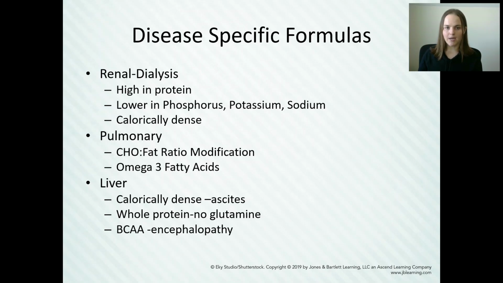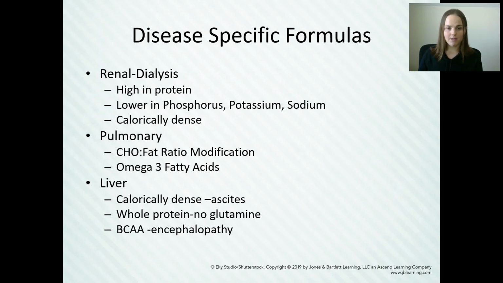These formulas tend to be higher in protein and lower in the renal electrolytes, so lower in phosphorus, potassium, and sodium. They're also calorically dense, so they're concentrated, because oftentimes renal patients on dialysis need some sort of fluid restriction. There are also renal formulas that are low in protein. So if a patient has stage 4 or stage 5 kidney disease, they would need a lower protein formula. So there are renal formulas that are low in electrolytes and low in protein. I would say renal formulas are more indicated if a patient is renally compromised.